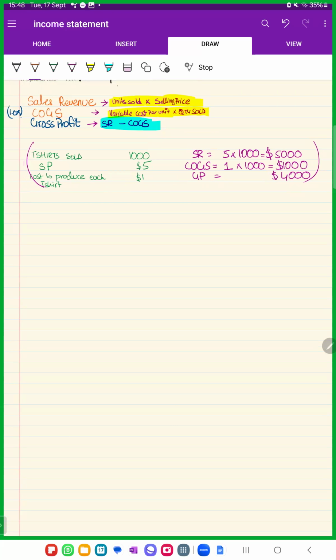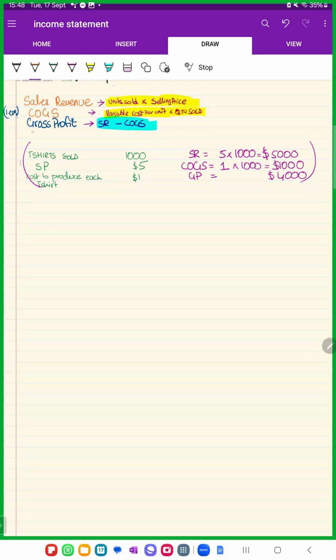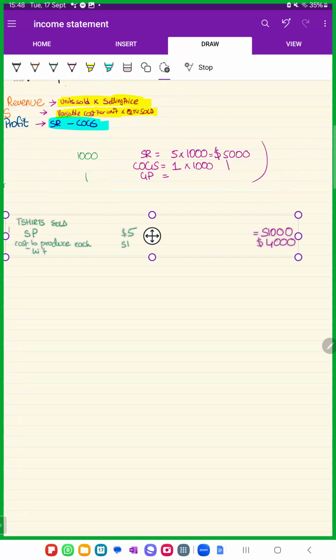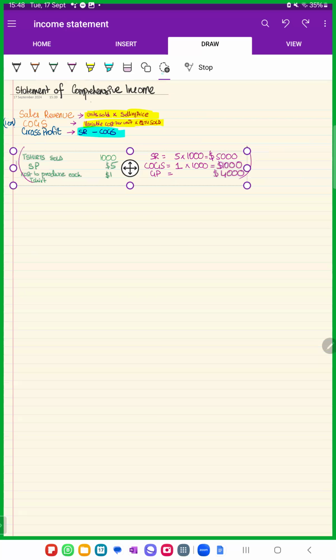Now, after the business has calculated their gross profit, what happens is that I'm going to move this. Just give me a second. I'm going to try and move this here. Not a fan of this. Hold on.